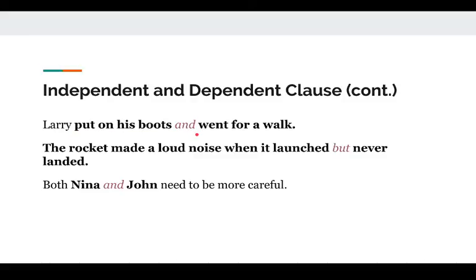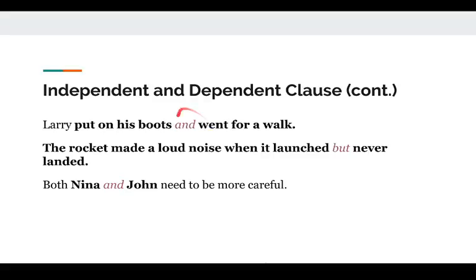went for a walk. So we have Larry put on his boots. So it doesn't necessarily always have to be the independent first and then the dependent, but if the dependent clause is first, there are some rules that I'll be also explaining later on. But here we have the independent clause first, Larry put on his boots. If we just imagine that this red pointer is the period of the sentence, Larry put on his boots is an independent clause, and we know that because it makes sense if it stands by itself. So Larry put on his boots. You can take from that sentence that yes, Larry put on his boots, and that makes sense.